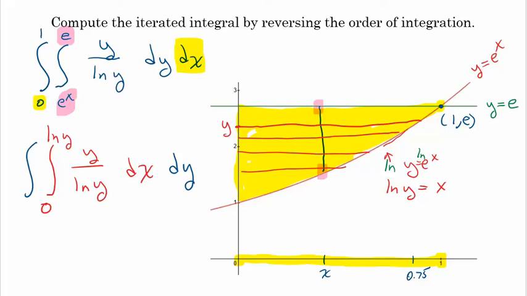Great. Now for these slices, I'm going to do my dy. What is my lowest y and my highest y for my slices? My lowest y starts at 1, and my highest y slice up here is going to be when y equals e. Sorry, I was looking at that 3. E right here. So 1 to e.